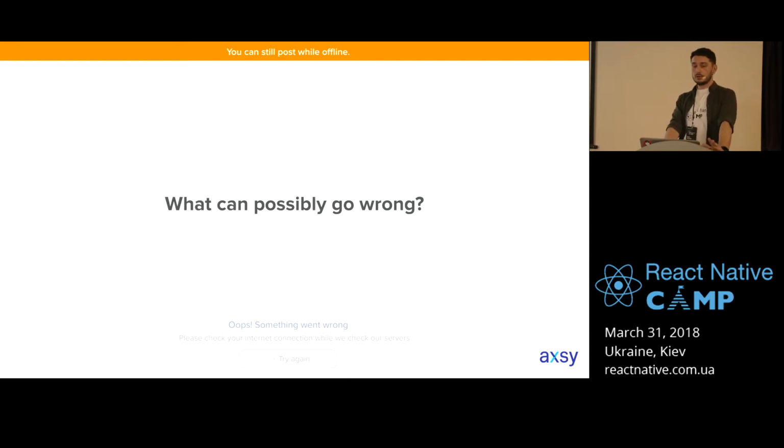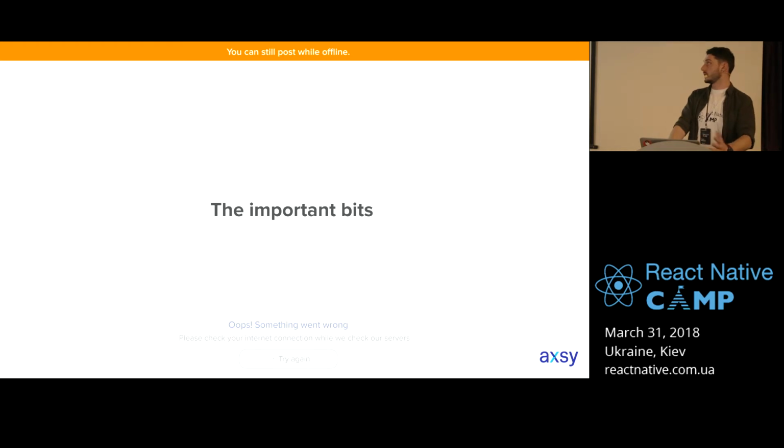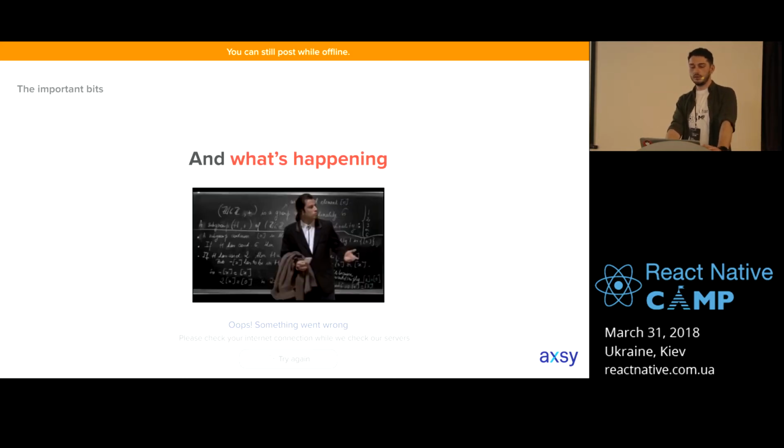With all this in mind, we always wonder what can possibly go wrong. We need to remember that offline first is always a compromise. It's a compromise between these three points: this needs to be done yesterday, why is it not done yet; this is too expensive, I won't pay for it; and why is it not working when I'm on a plane. And to deal with it, you can start with something simple. The important bit of something simple is being polite. By being polite, I mean that users should always know where they are and what's happening.